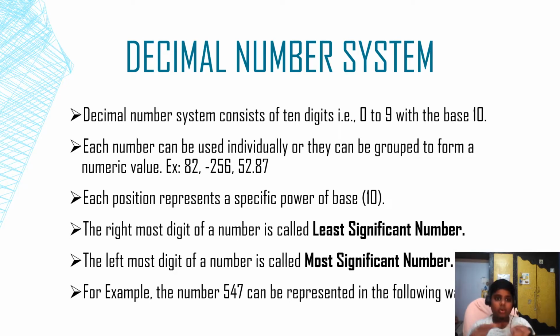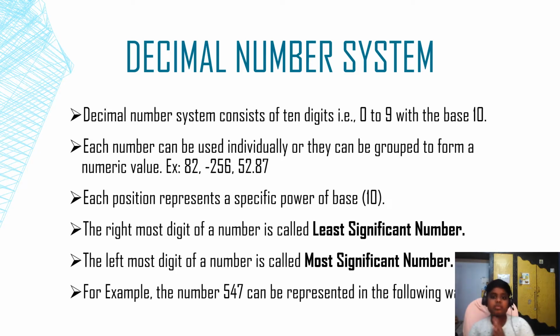It's a base value, right? You have to multiply something with that only. And it has the numbers 0 to 9: 0, 1, 2, 3, 4, 5, 6, 7, 8, 9. Not 10 here, right? Each number can be used individually, like 1 or 5 or 6 or 8, or they can be grouped to form a numeric value, like 82, 256, 5287, etc. They can also get symbols like minus and point.